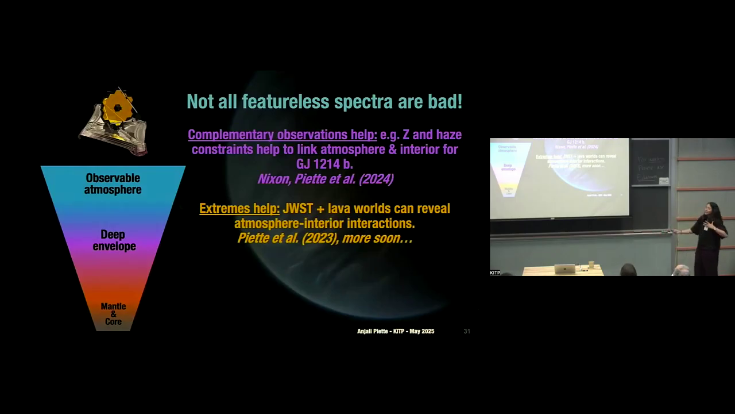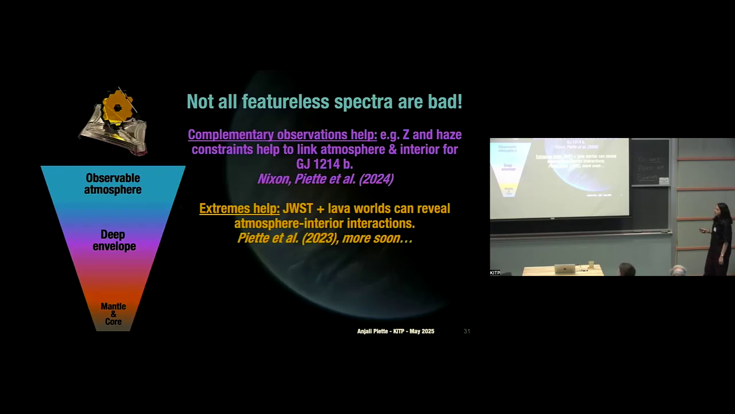Hopefully I've convinced you that not all featureless spectra are bad. It's all good. But we do need to think about what we prioritize going forward. In some cases, if we do have high-value targets that probe interesting parts of parameter space or are particularly observable, it can be helpful to double down and just try to characterize them in as much detail as possible and see what comes out, like the case of GJ 1214b, and this is kind of happening with the TRAPPIST planets as well.